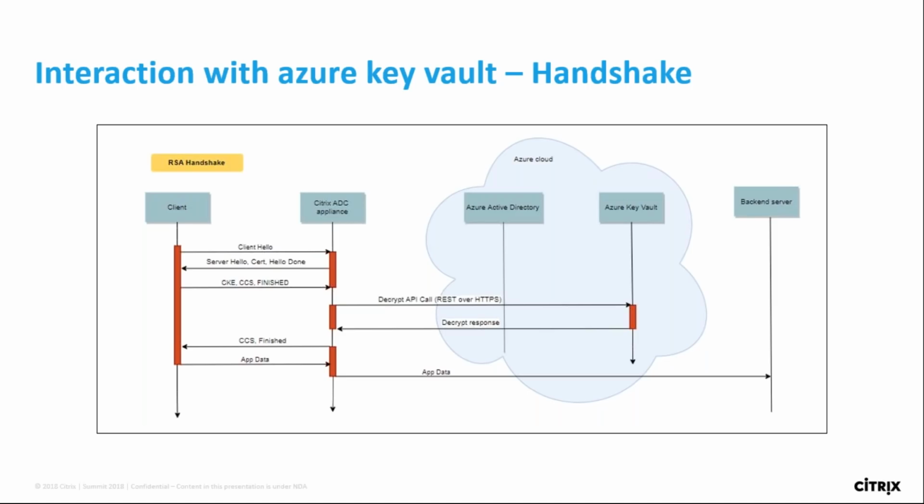Hence, Citrix ADC will make a call to the Azure Key Vault, which has this key, along with the access token that you have got from the previous workflow. Once it has that key, it will decrypt the response and send it back to the Citrix ADC. Now, Citrix ADC will respond to the client through the server key exchange, where the response is encrypted using the private key and sent to the client. After a successful handshake, the client will connect to the backend server through the Citrix ADC as in our normal workflow.